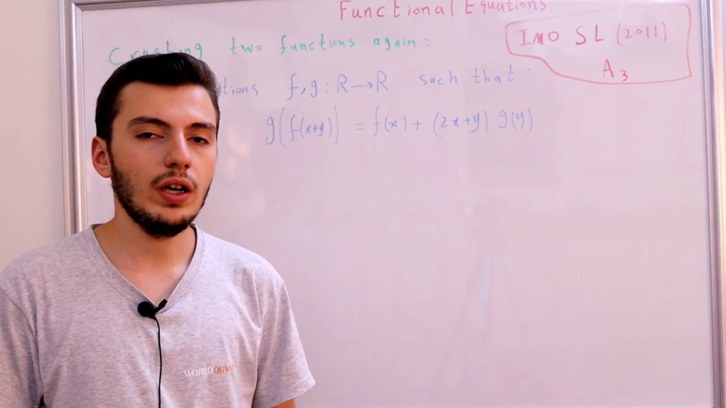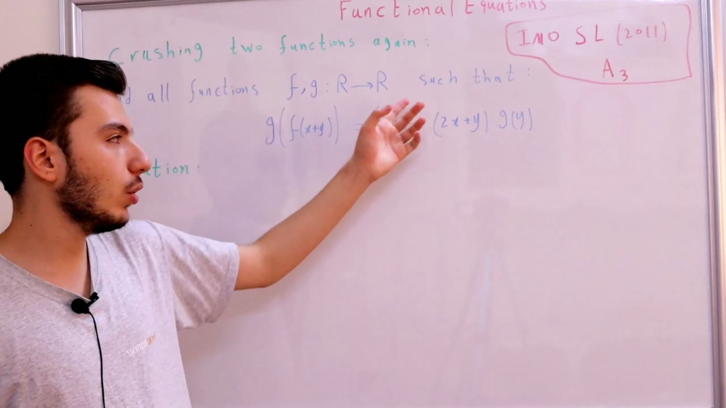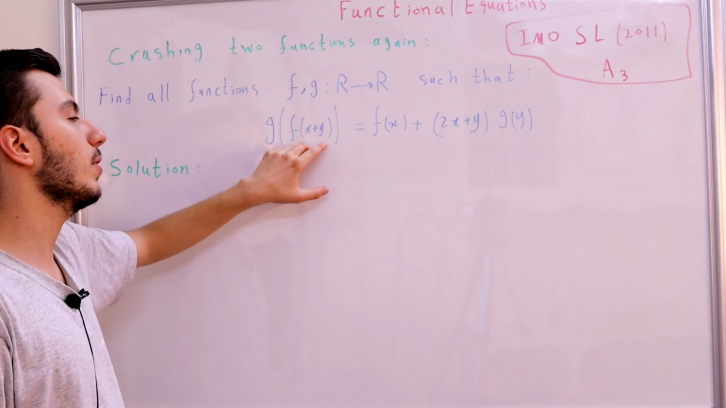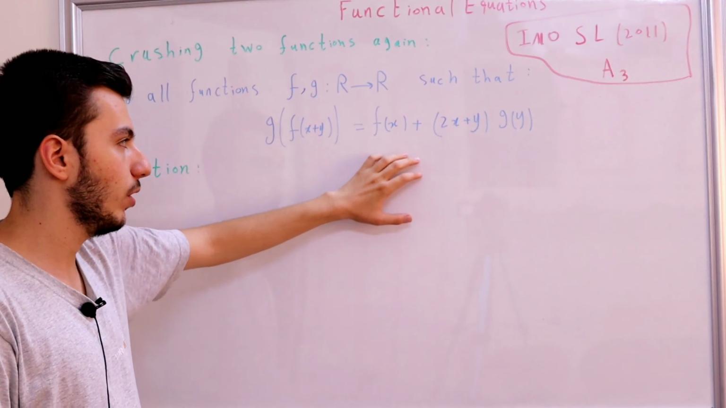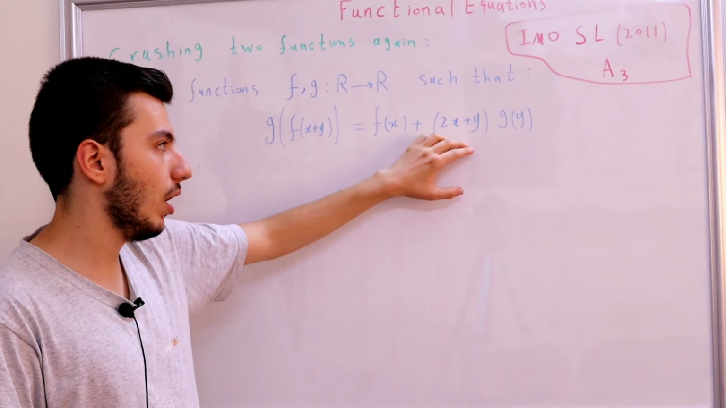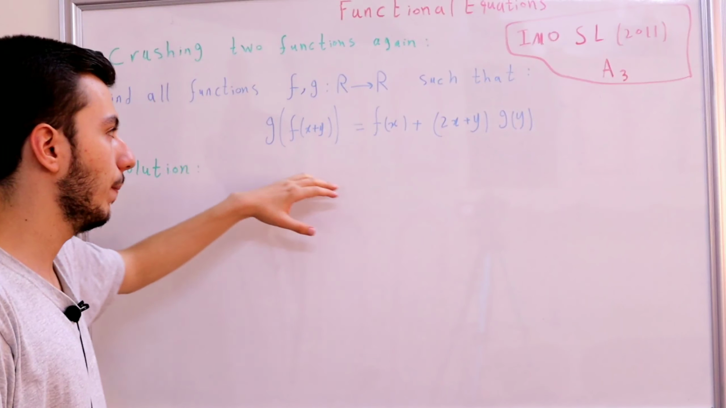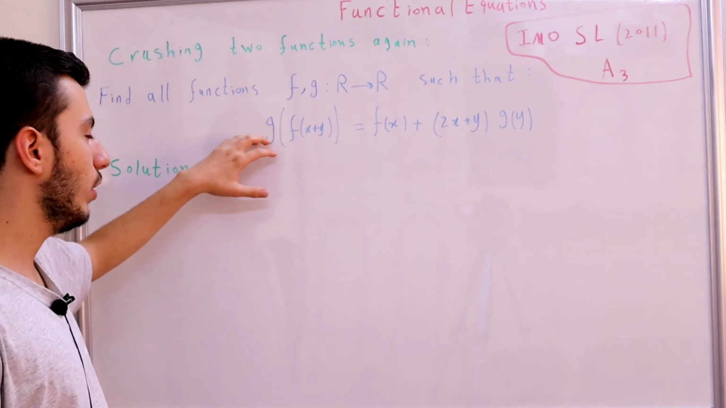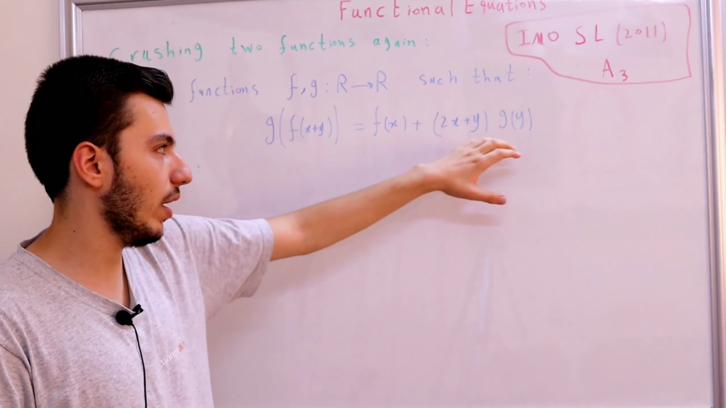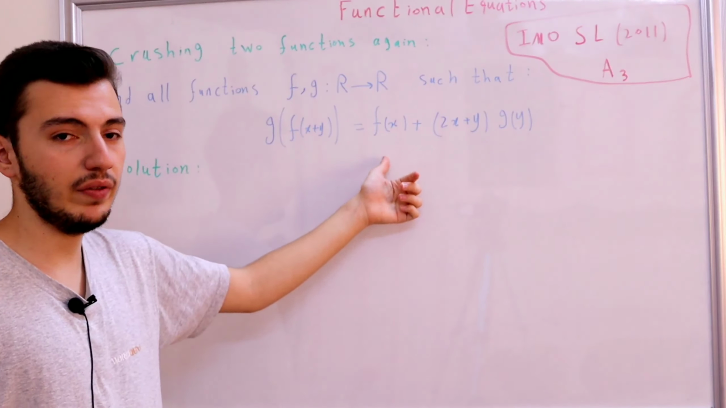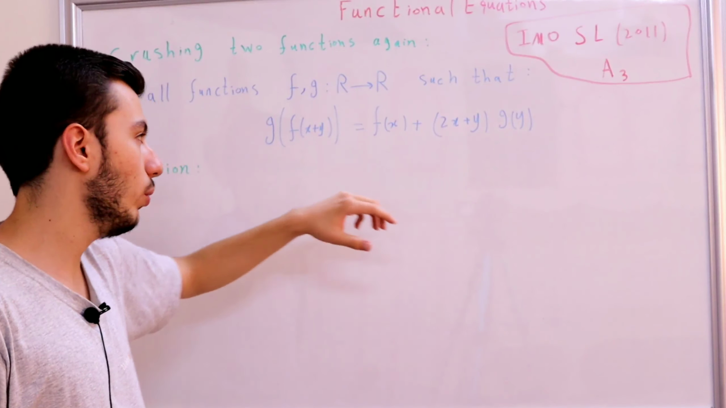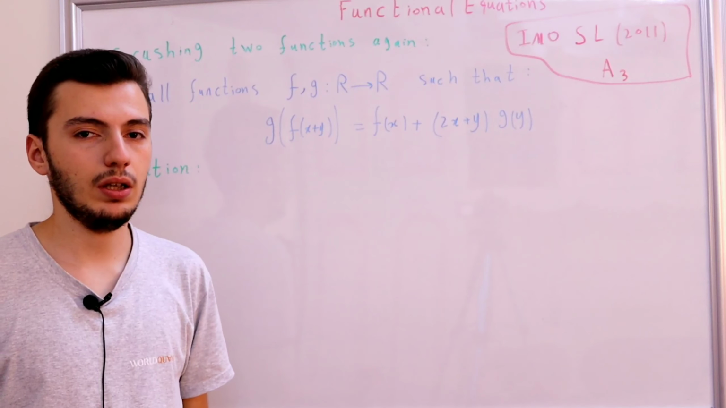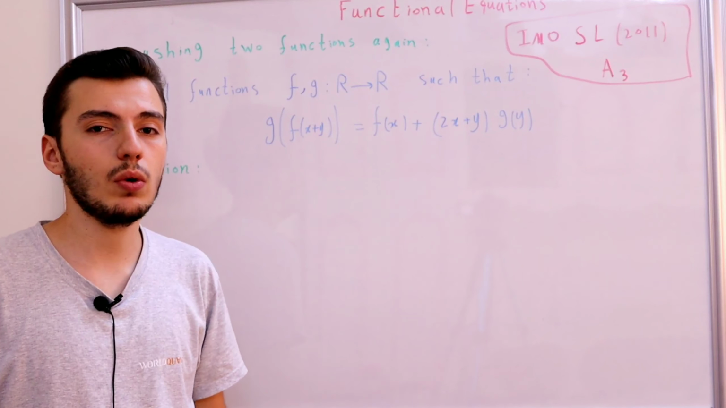Okay, so we need to find all functions f and g from R to R such that we have the following functional equation. g of (f of x plus y) is equal to f of x plus 2x plus y times g of y. Let's take a look at our functional equation. Here we have g of f, here we have f, and here we have g. Here we have a simple f, a simple g, and a g of f. Let's begin with the simplest thing in the world, which is substituting with 0.